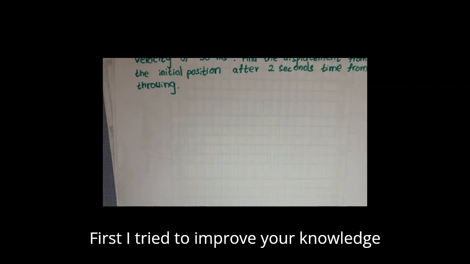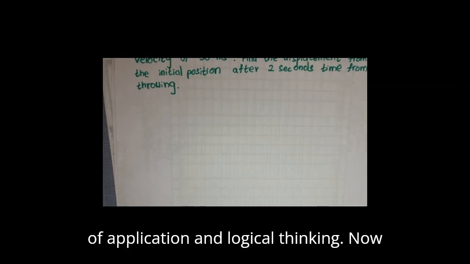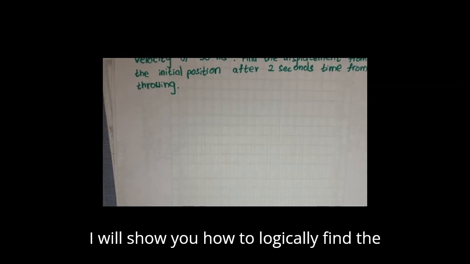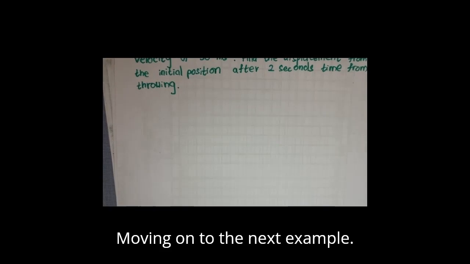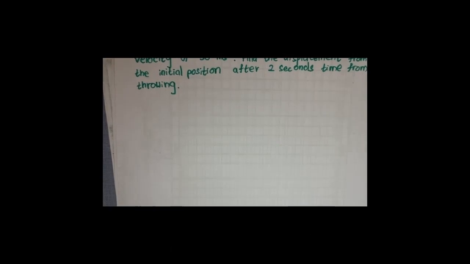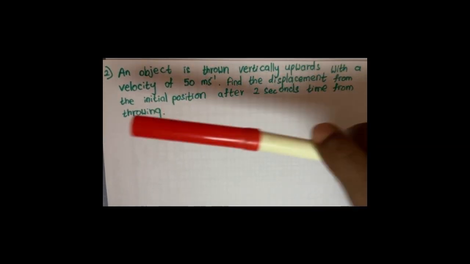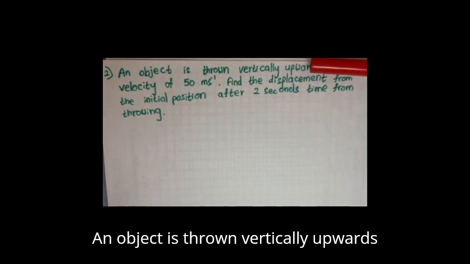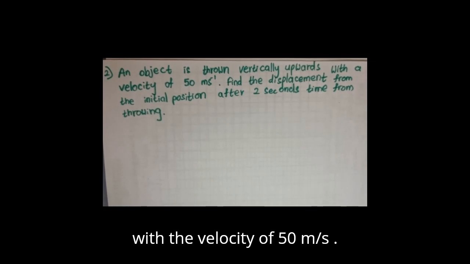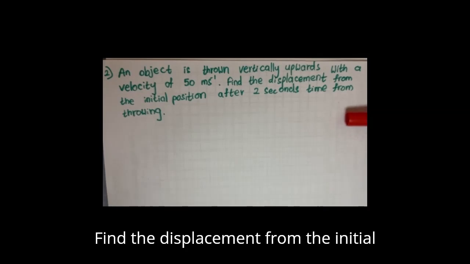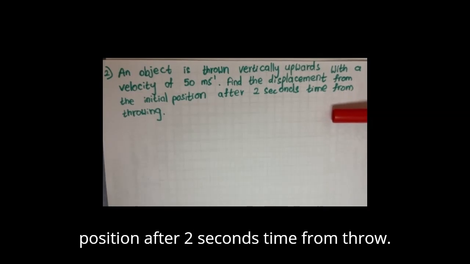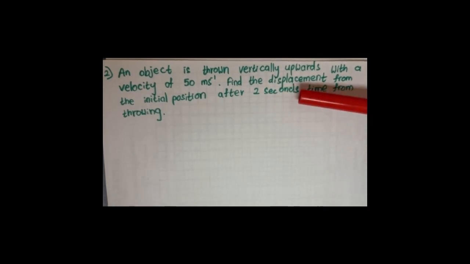First, I tried to improve your knowledge of application and logical thinking. Now I'll show you how to logically find the correct equation. Moving on to the next example. An object is thrown vertically upwards with a velocity of 50 ms minus 1. Find the displacement from the initial position after 2 seconds from throwing.